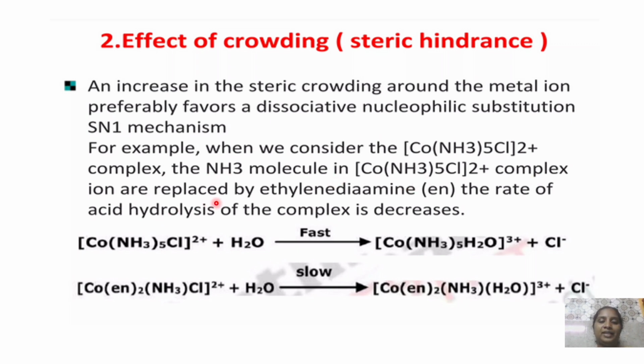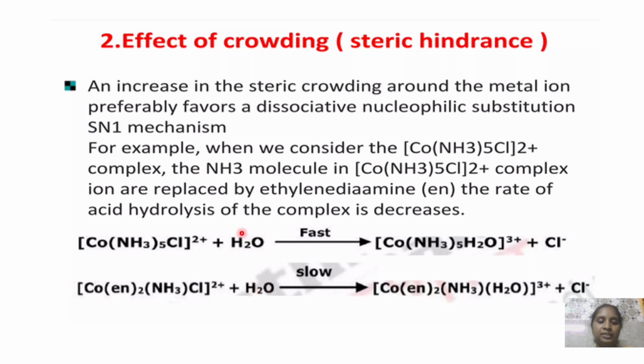The ligand is replaced with ethylene diamine in the same complex. If you see the two examples, one example has five ammonia ligands along with chlorine as another ligand. The second example has ethylene diamine in 2 number, ammonia, and chlorine attached to the metal cobalt. In between these two, we are doing the aquation reaction here.